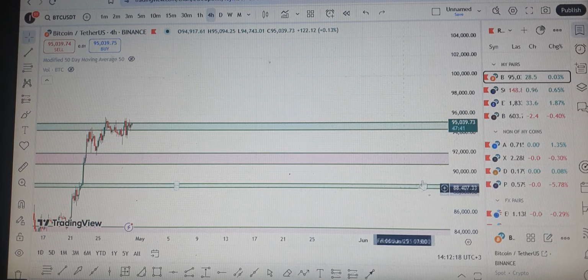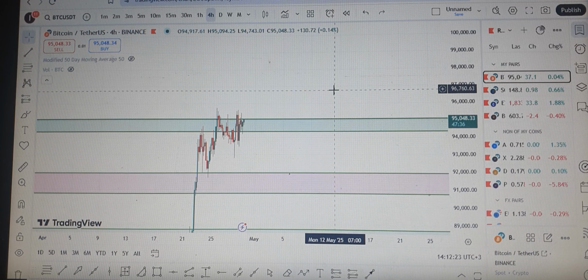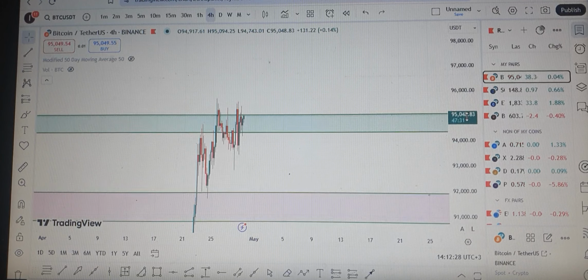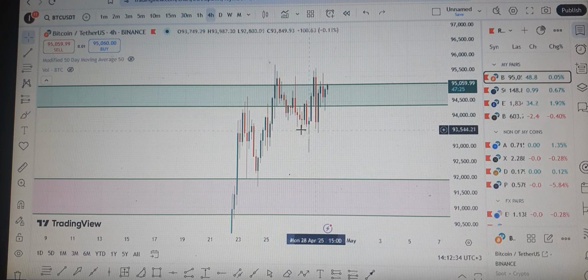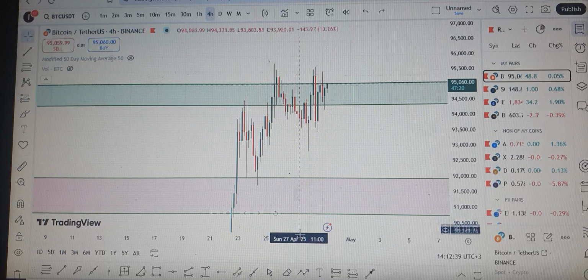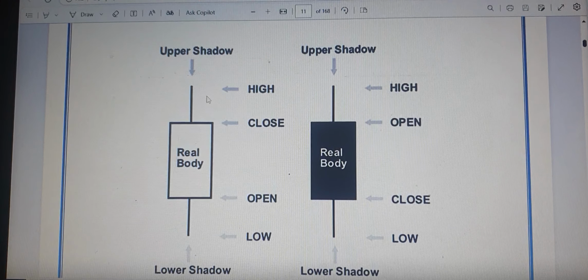We have two types of candlesticks: a bullish candlestick and a bearish candlestick. A bullish candlestick is the green one. You can use any color, but it is usually represented by green, and a bearish candlestick is represented by red. Let me explain clearly how these candlesticks are formed, how they move, and how easily you can apply them to the chart. Let's start with this candlestick.